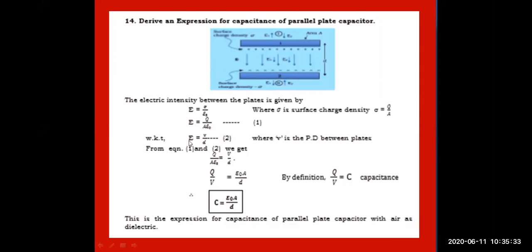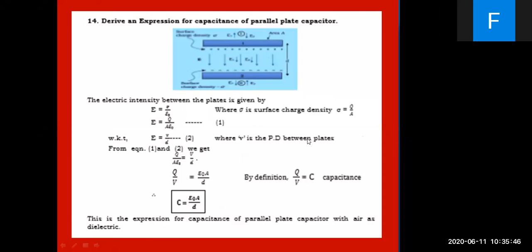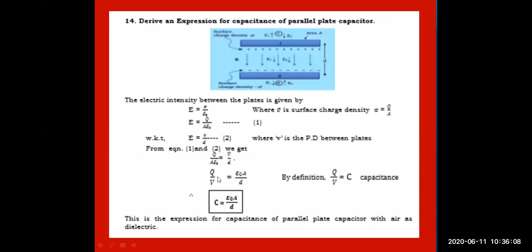We have E equals V divided by d. That is in terms of your potential difference. This is the formula: E equals V divided by d, where V is the potential difference between the plates. Call that equation 2. Now comparing equations 1 and 2, left hand side we have E, so I can equate my right hand side. What will I write? Q divided by A epsilon naught will be equal to V divided by d. So you're going to equate equations 1 and 2.